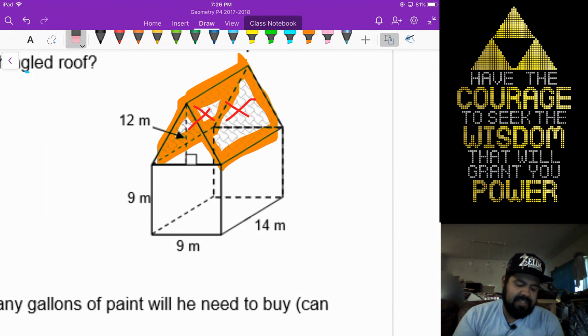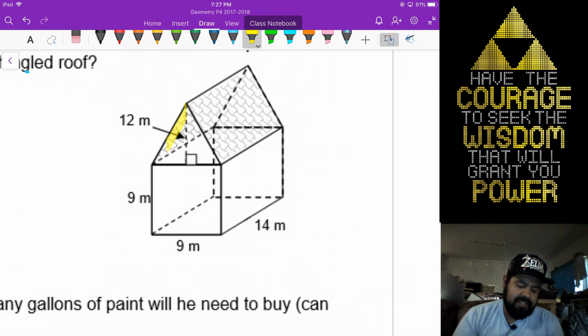Instead, what you are painting is going to be the triangle that is in front here, the triangle that is in the back there, and the faces that go around the prism.